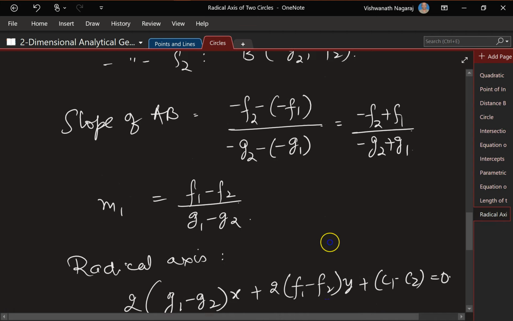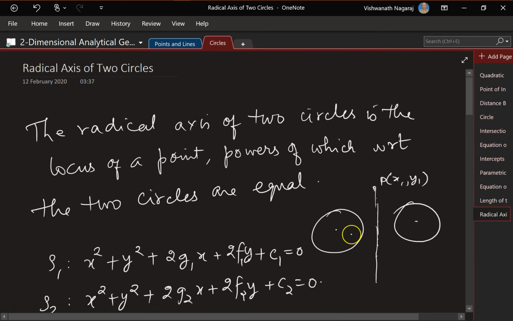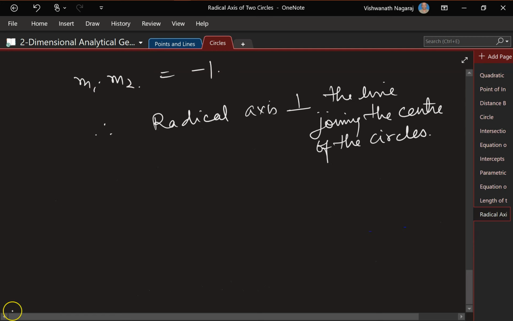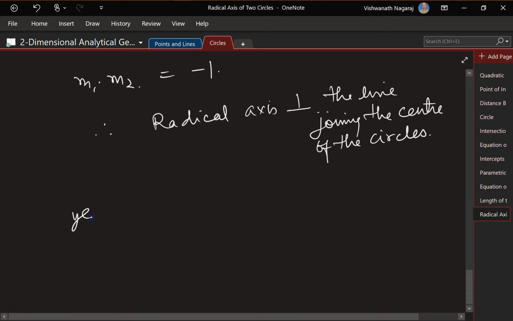If we have to see this diagrammatically, let's go back here. If we connect these two centers, then this would be 90 degrees. Okay, very interesting. I think that's enough.